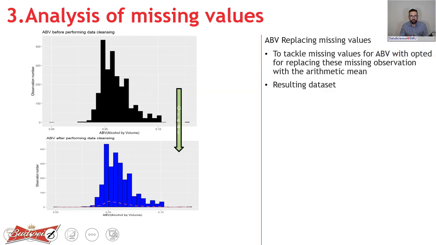As we explained before, we use the arithmetic mean to replace the missing values of the ABV variable, and this is the resulting distribution after we apply this procedure. It is very similar to the initial distribution.